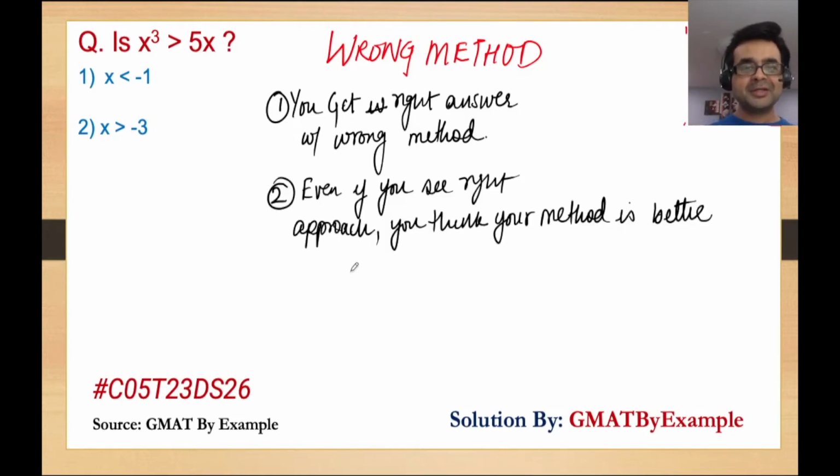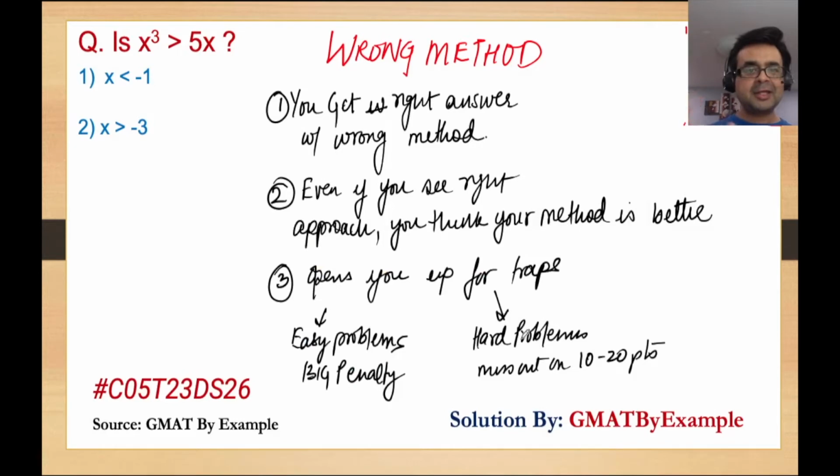The second reason why you must understand the wrong method and why it is wrong is that even if you see the right approach, eventually you would think that your method is faster and better, because here the wrong method is actually faster to solve, and you would use it in a future problem where you would actually get the answer wrong or incorrect. So unless you are explicit about which is the right method and which is the wrong method, you will end up making a lot more mistakes in the future.